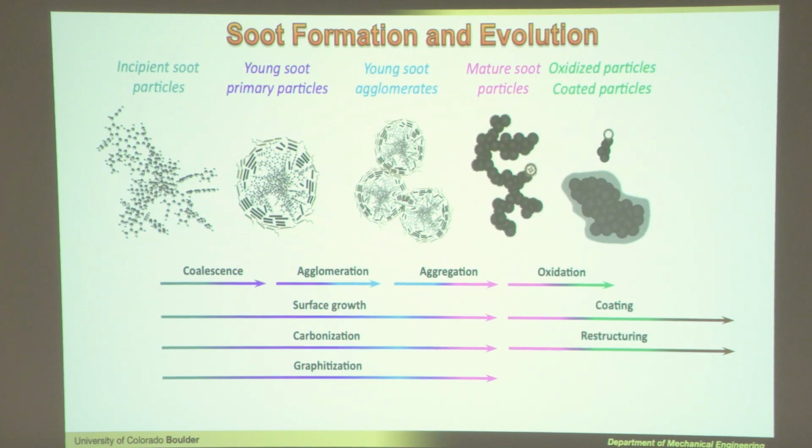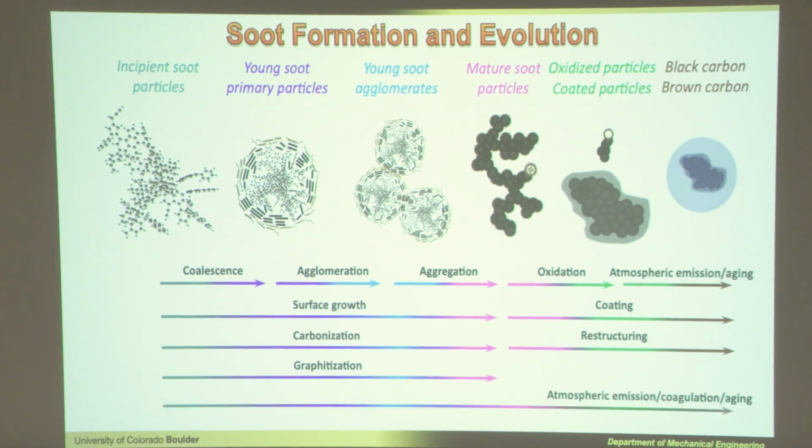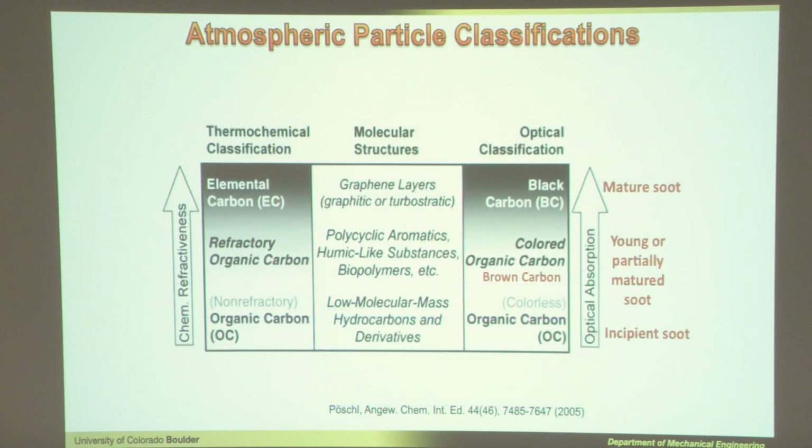So remember, we've been talking all about the particles. We did a little bit of coating and restructuring. This is really important for the atmosphere. Particles will be coated in the atmosphere, and this is something people worry about all the time in atmospheric science: what's happened when the particles age in the atmosphere? How does that affect all their properties? It's also important for health effects.